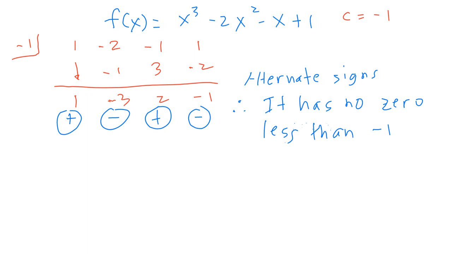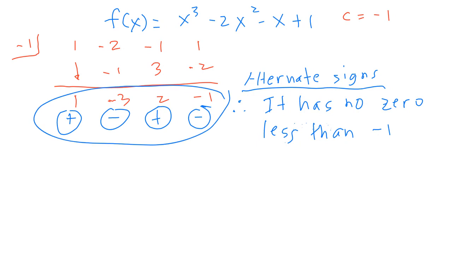Okay, so we've shown you the graph a while ago. Going to the left, there's no zero there. So less than negative 1, there's no zero if it has alternating signs. And I will read letter B for the boundedness theorem. It says here, if c is less than 0 and the numbers in the bottom row of the synthetic division alternate in sign, which is the one we're looking at, then f of x has no zero less than c. So our c is negative 1, so there is no zero less than negative 1.